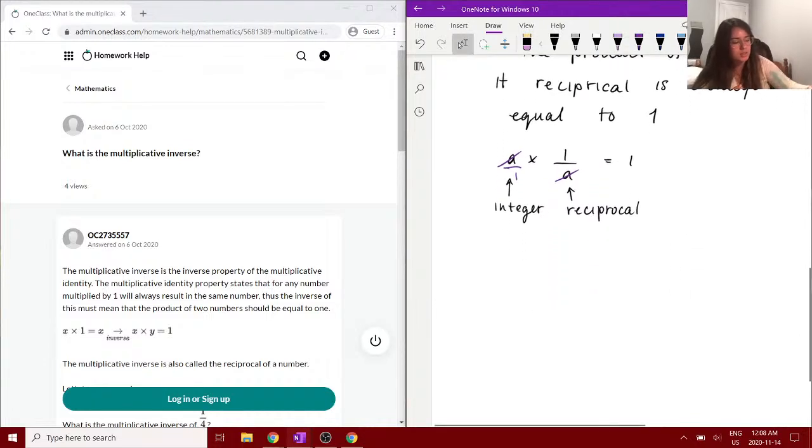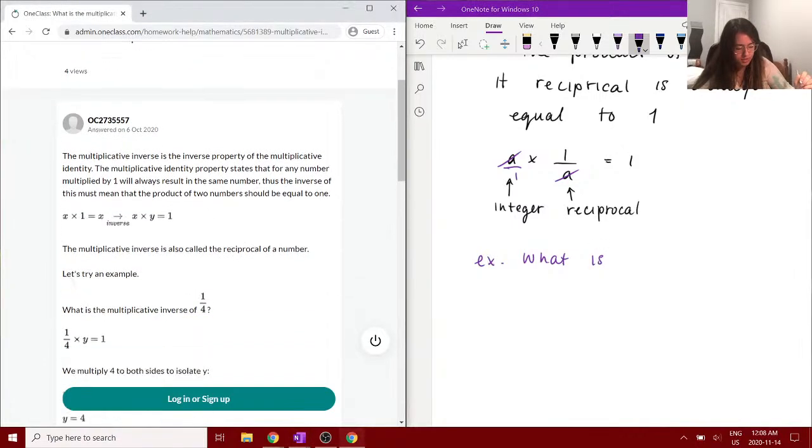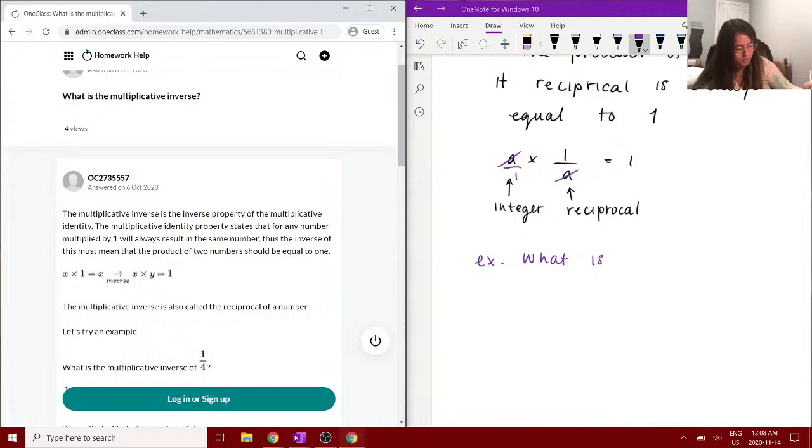So let's look at an example here. If we have an example asking us, what is the multiplicative inverse?